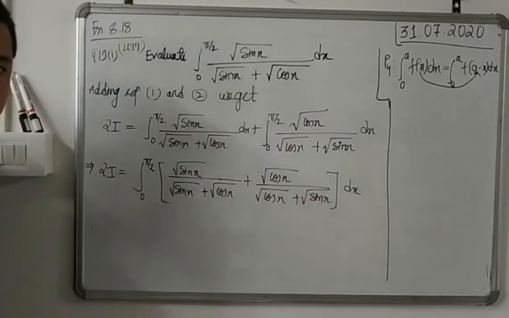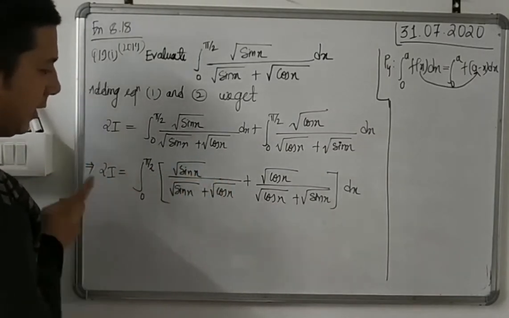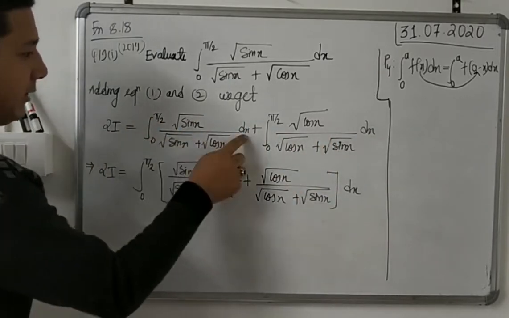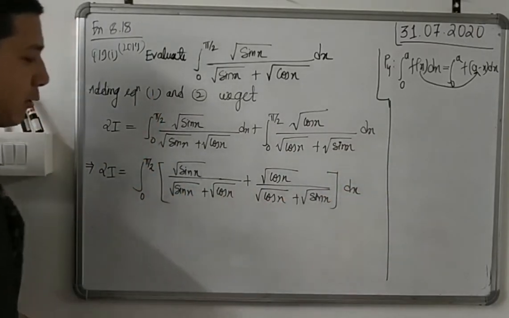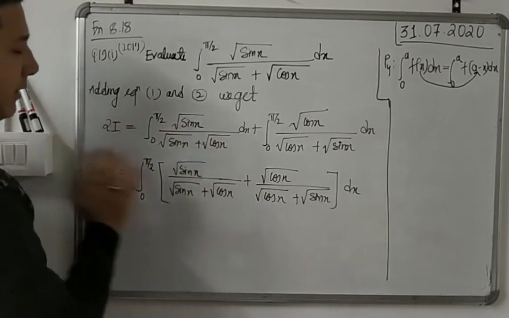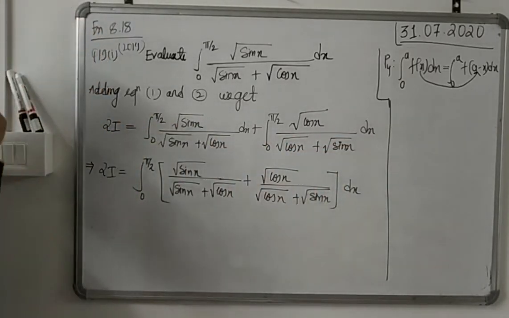Okay, now 2I is equal to, what you can see common out here is integration 0 to pi by 2 and dx is common. Integration 0 to pi by 2 dx, integration 0 to pi by 2 dx. So I can take that common. So if I do that, the inside function will be root sin x divided by root sin x plus root cos x, plus root cos x divided by root cos x plus root sin x.